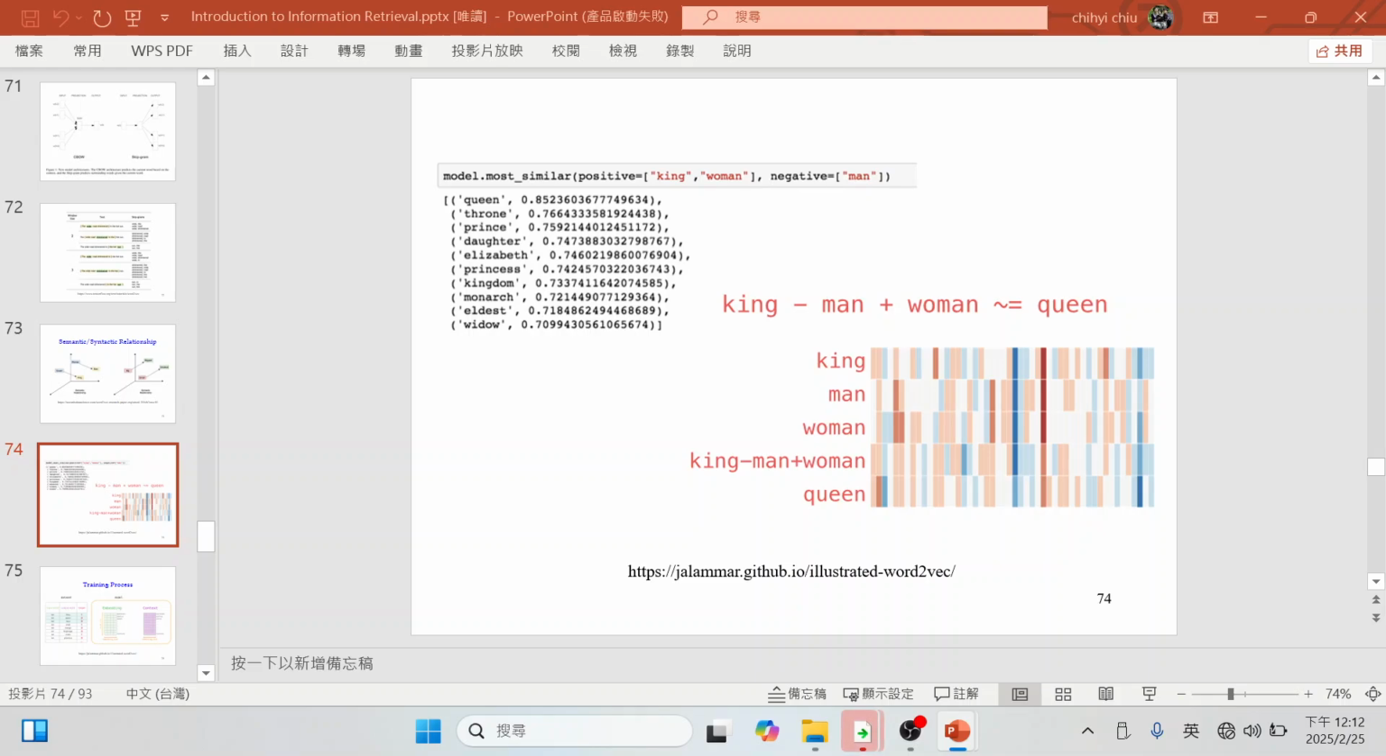Okay, so let's calculate after the training. The king's vector embedding is like this, this is the man, and this is woman. So we perform a calculation like king minus man plus woman, and the resulting embedding vector will be like this. Compare it with queen. This is the trained embedding for queen. So you see, are they similar? Somewhat similar, right? Okay, so this is what they want.